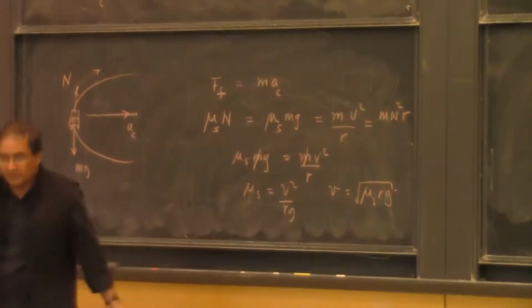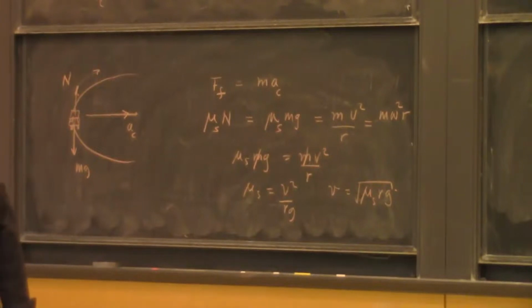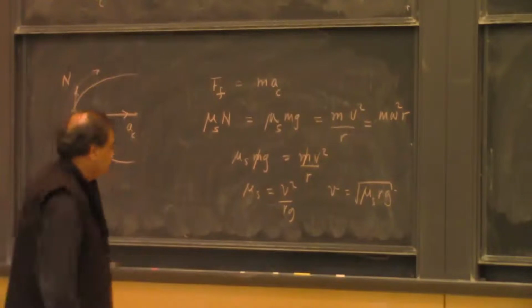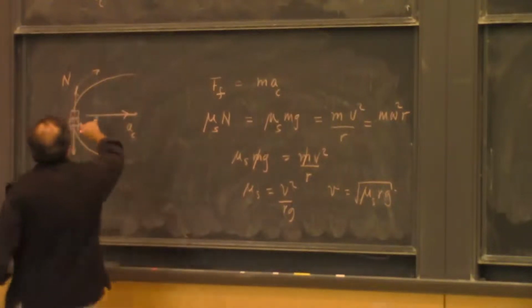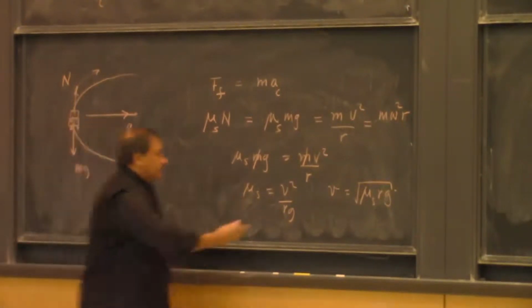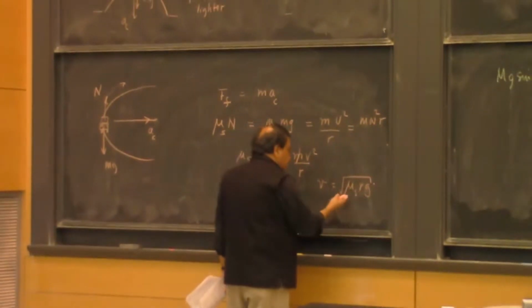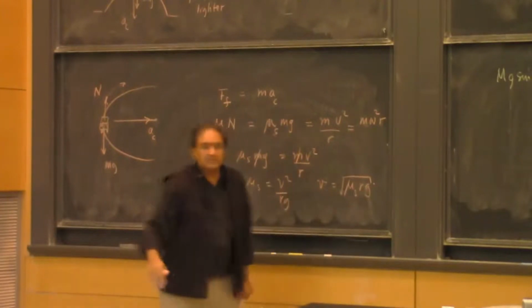So if you know the friction coefficient and the radius of the circle, you know the speed. If the circle is too tight, that means the radius is small. If the radius is small, you cannot sustain a high speed. So if the radius is large, mu s is large, and g is what it is, that sustains a certain speed.